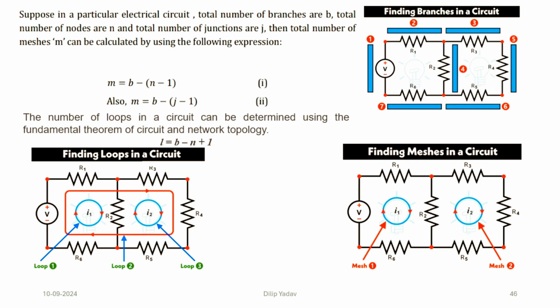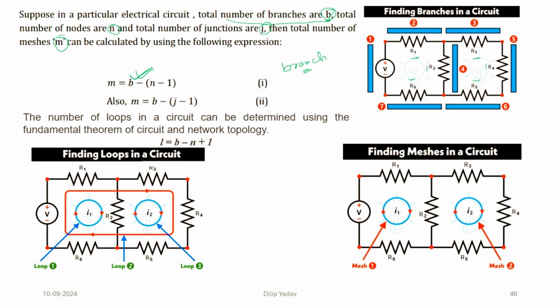So to go for this, we have one numerical here. In the numerical, we have taken the circuit, that is this is R1, this is R2, this is R3, R4, R5 and R6. This is connected with a voltage source, that is V. So first of all, we need to find out the branch, how many branches are there. And if you see this, the total number of the branches is represented by B, the total number of the nodes are represented by N, and total number of the junction is represented by J, and the total number of the mesh can be calculated by using this equation. So we are going to calculate.